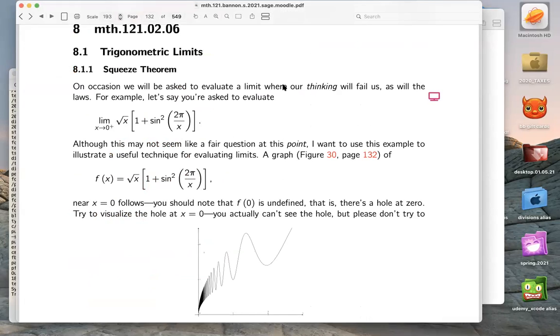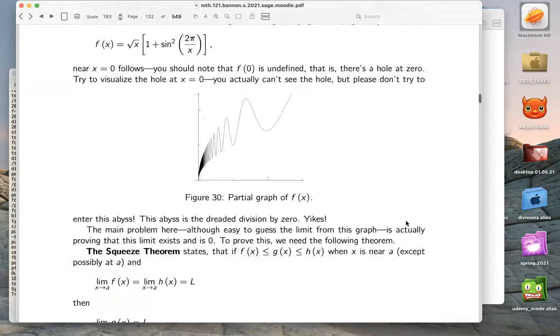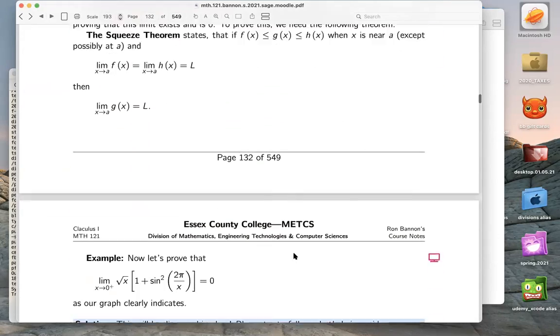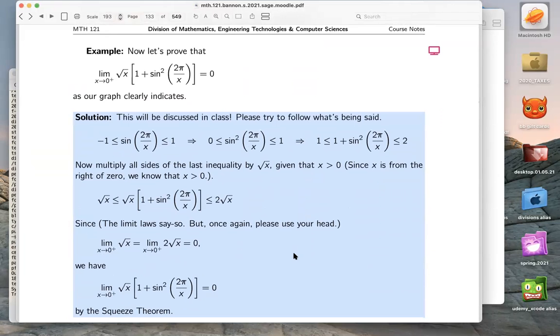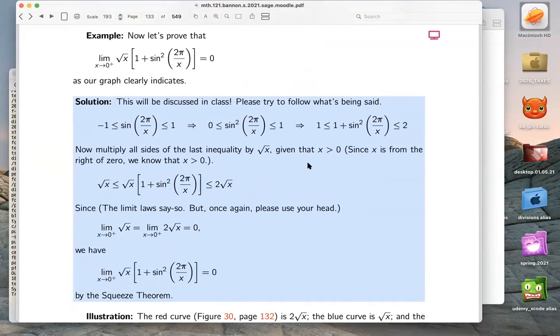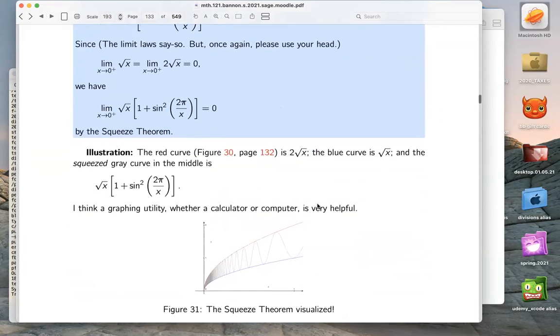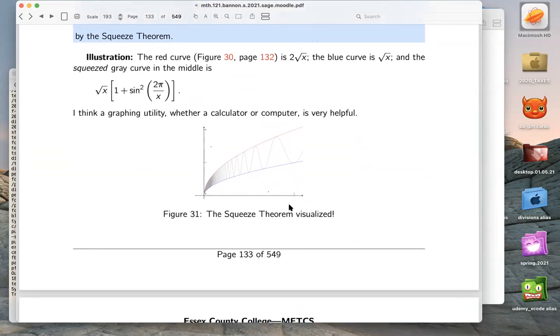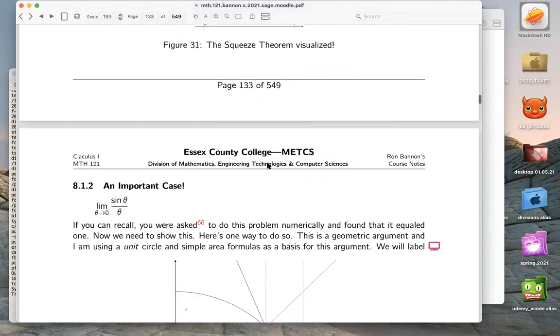Okay, we're going to be going through section 8, this lecture portion, trigonometric limits. We're going to introduce the squeeze theorem, certainly with an example and an explanation of that. We'll present the squeeze theorem to you, and we'll give you graphs of it.